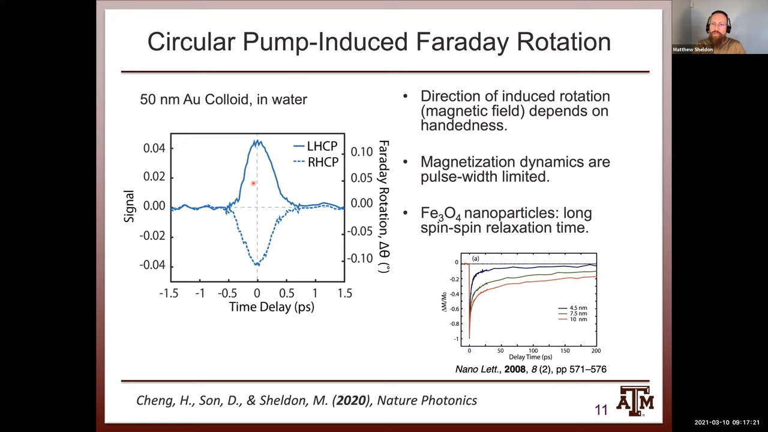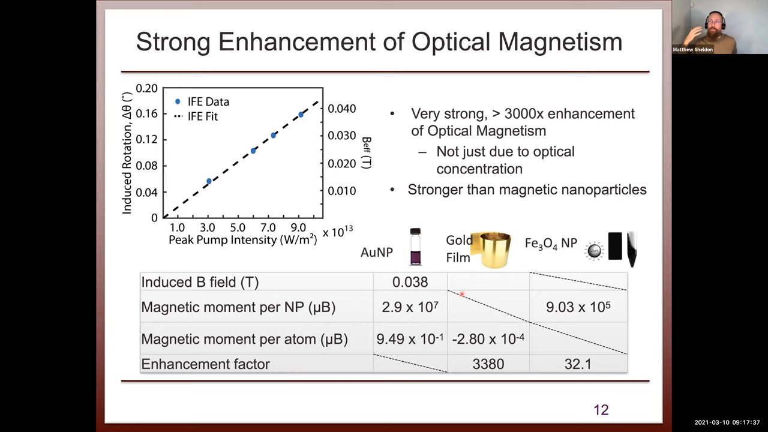This is very different dynamics than in other kinds of magnetic systems, where there's some time scale associated with aligning or de-aligning the spins of the electrons in the band structure. And so anyway, we could analyze this. We could measure the magnitude of the magnetic field as a function of the optical power we were pumping the system with, and we could arrive at the equivalent effective magnetic field we were inducing in the material based on the optical pulse.